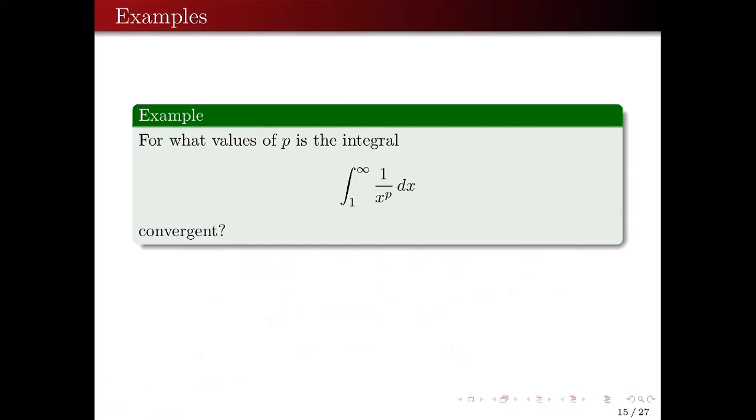Another example here. For what values of p is the integral from 1 up to plus infinity of 1 over x to the p dx convergent?